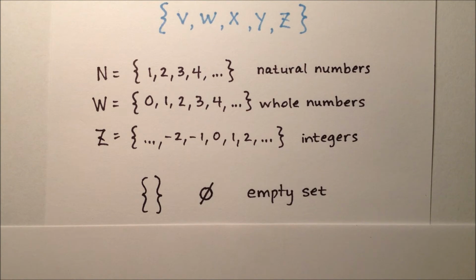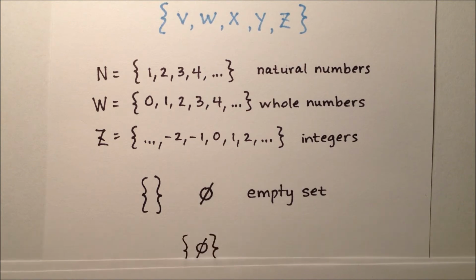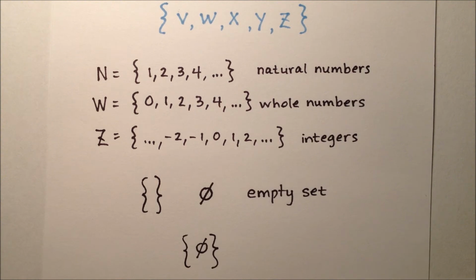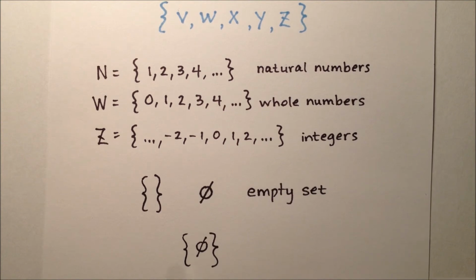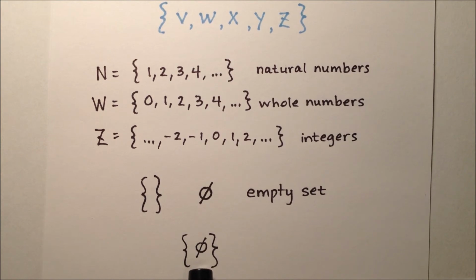I will say that some people get confused by the two and try to combine them, and they'll try to write something like this. But why is this not okay? Well, this is not an empty set, because using set notation we have an open brace and a closed brace, meaning we have a set. But inside this set, we have a member, don't we? In fact, its member is another empty set.